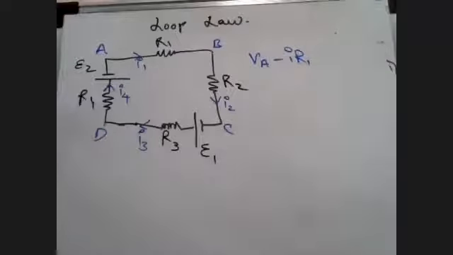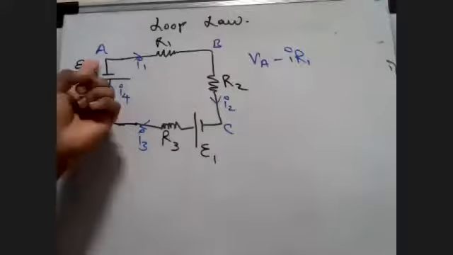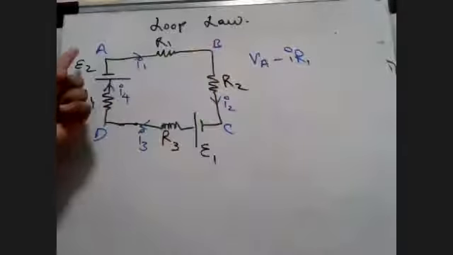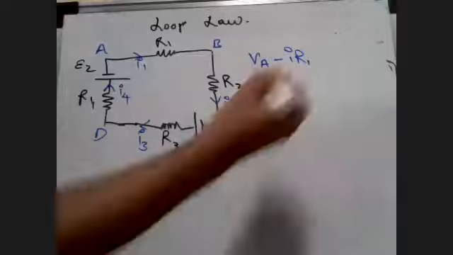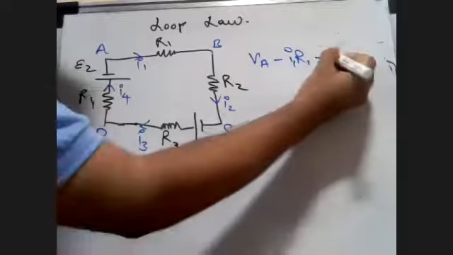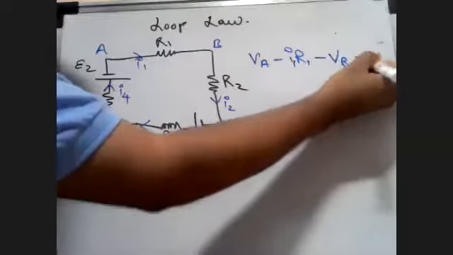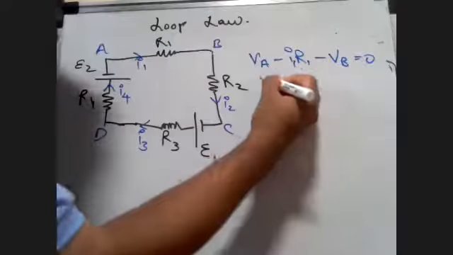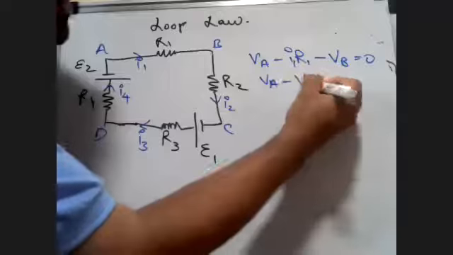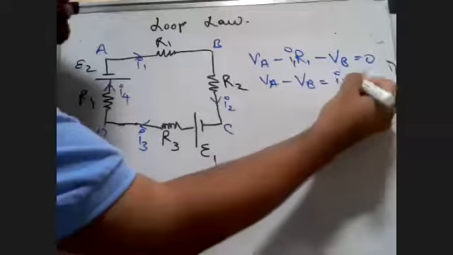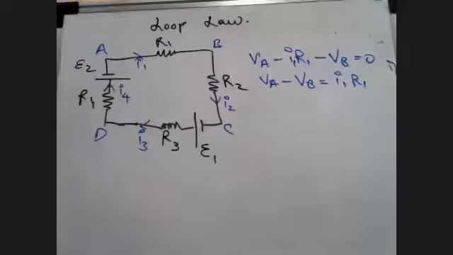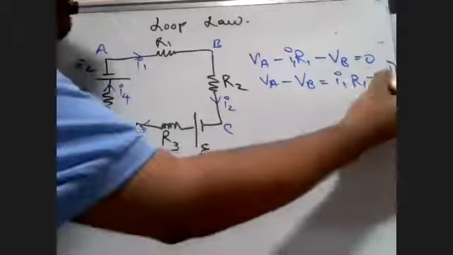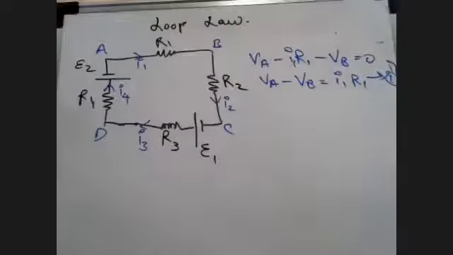Okay. So if this is I1 and this is the branch AB, can I say that VA minus I1 R1 minus VB is going to be equal to 0? Can I say this? Yes or no? Yes. So then I can rearrange this term as VA minus VB equals I1 R1. Let's say that this is my first expression.